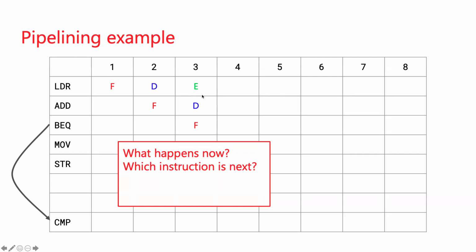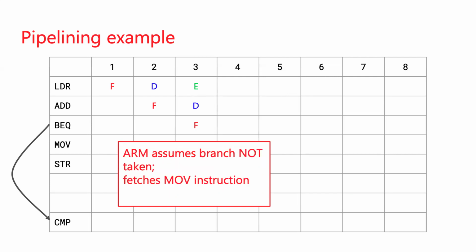The problem happens when a branch occurs. We see that branch if equal there. Should we go get the next move instruction and put it in the pipeline? Should we go get the compare instruction down at the bottom? It really depends on how the branch is going to go. Modern processors have branch prediction built in, where they look at past behavior and try to decide which instruction to work on in the pipeline next.